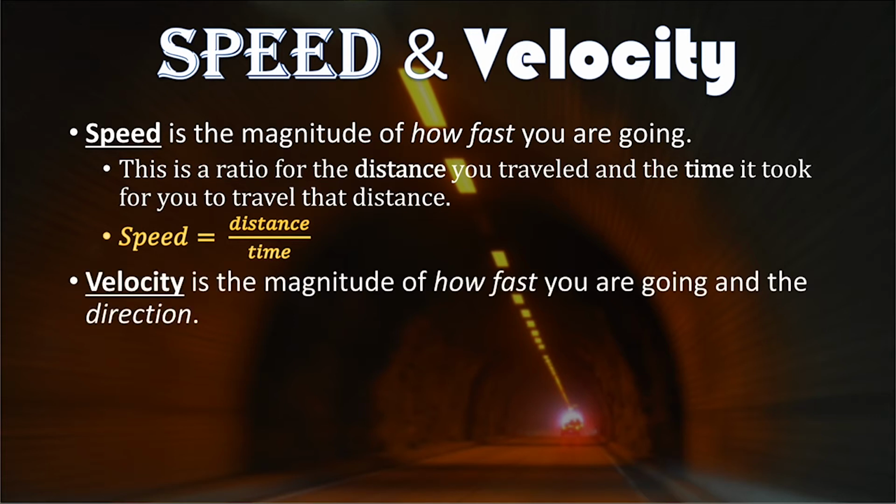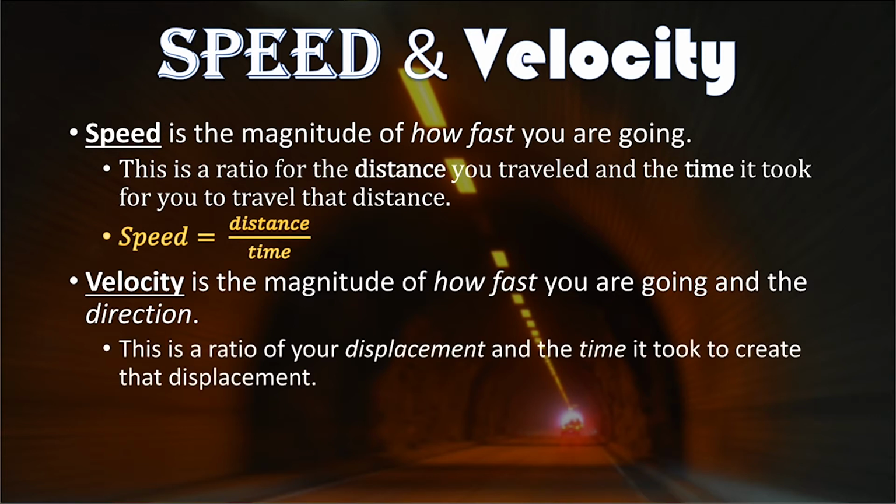Now, velocity is very similar, but it is different. Velocity is the magnitude, how fast you're going, and the direction that you were going. So that direction is important with velocity. Speed doesn't have a direction, but velocity does. And the technical definition for velocity is the ratio of displacement and the time it took you to create that displacement. So speed deals with distance, velocity deals with displacement divided by time.